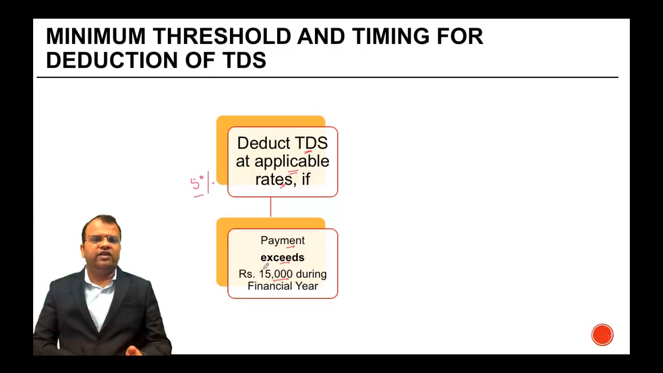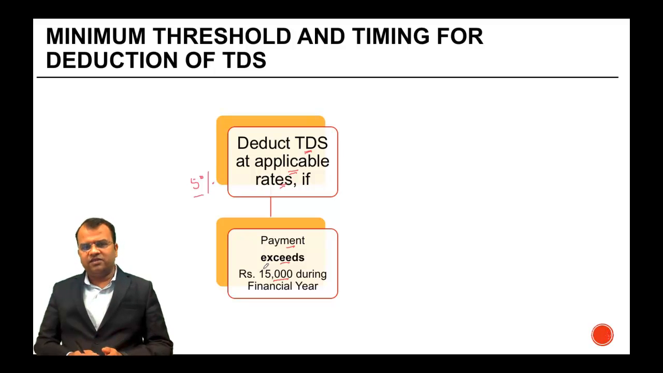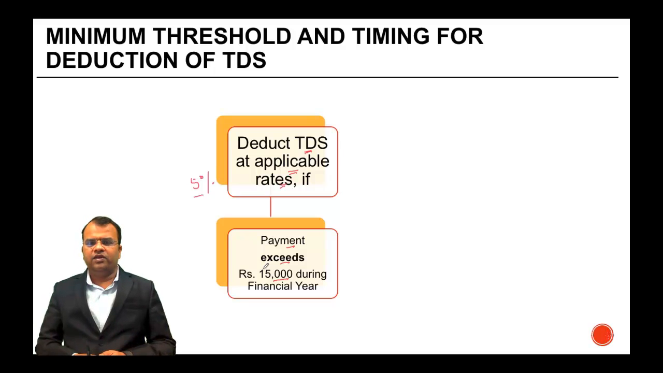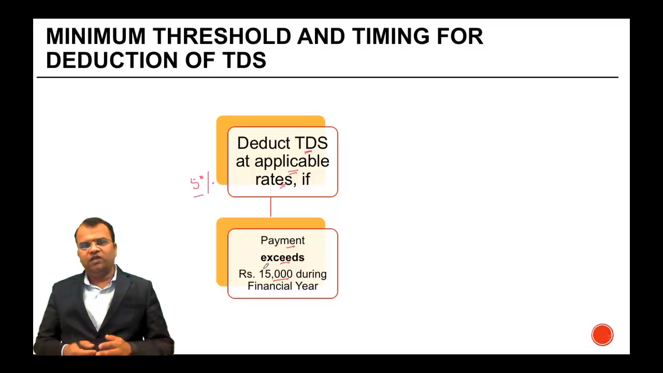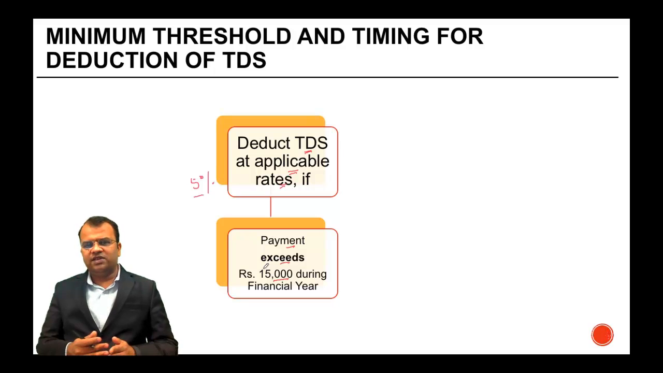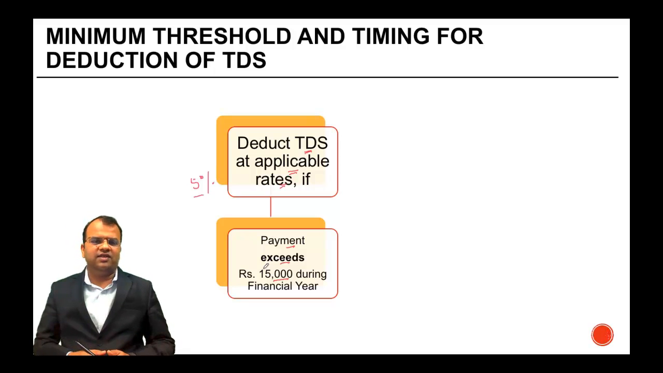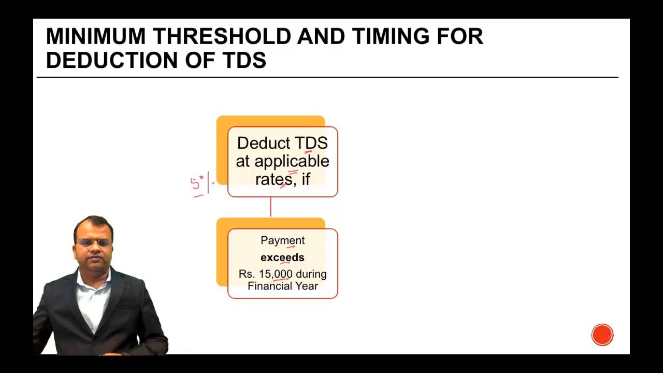Now the timing of deduction was what we had discussed. It has to be at the time of credit or payment, whichever is earlier, right? But the amount involved should be exceeding rupees 15,000 during the financial year. So if the amount is, let's say, 14,000, there is no requirement to deduct TDS. But if it is 16,000, then TDS has to be deducted.